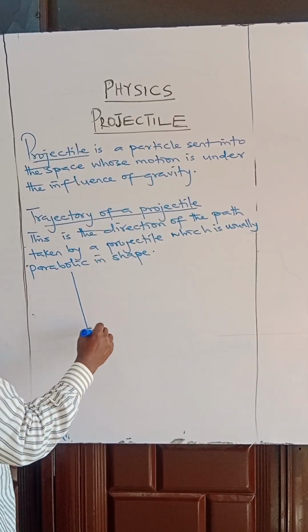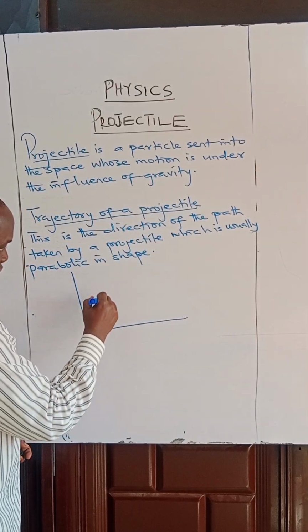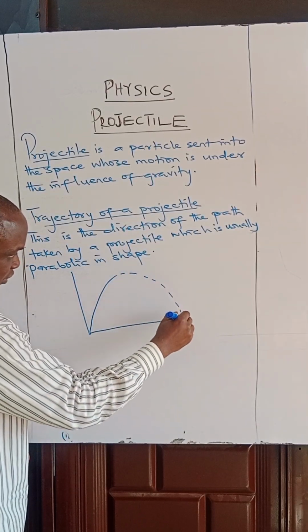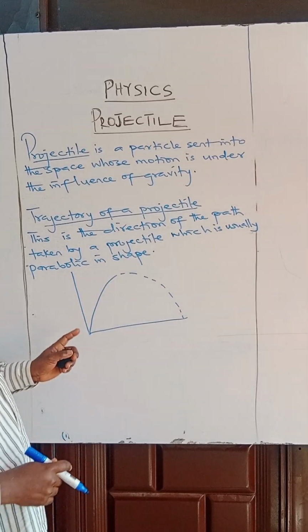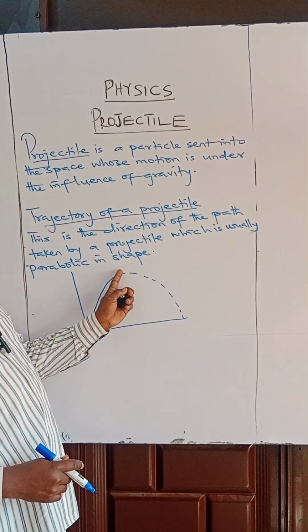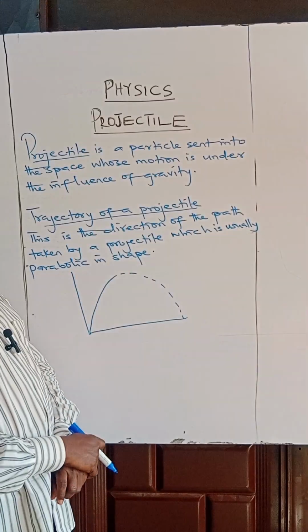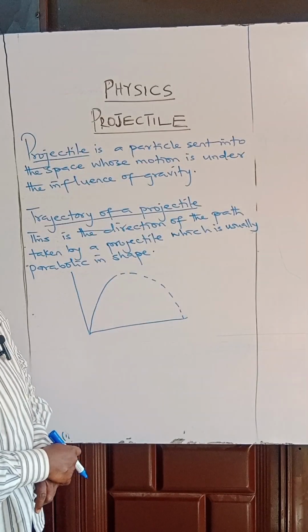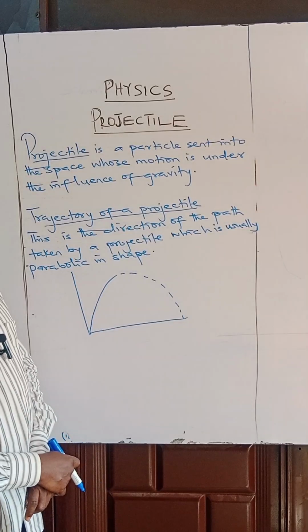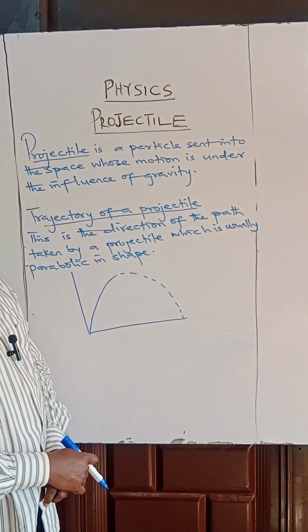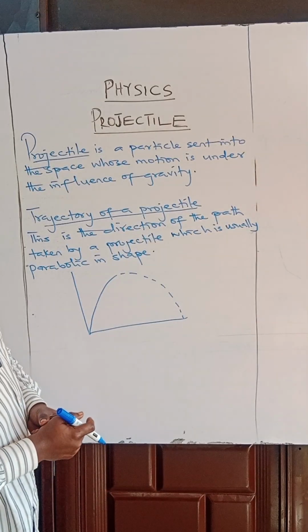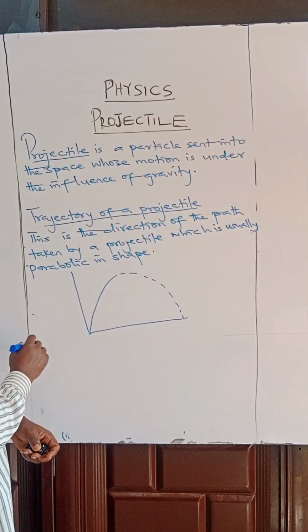What we are saying is this. This is parabolic, so this is the path taken. This is the trajectory of that projectile. That's the definition as we have it in WAEC. Define projectile. What is a trajectory of a projectile? Then what are the examples of projectile used in daily life?